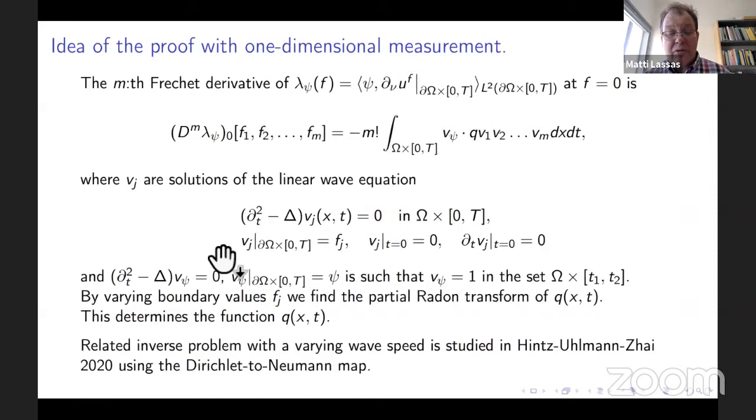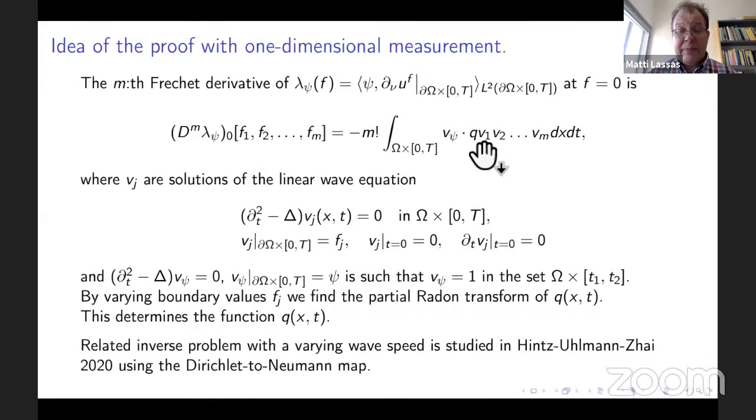And we require that this v_psi is equal to one in this time interval T1, T2 times Omega. So in particular, this psi is a function that is constant on the time interval T1, T2. And then it goes smoothly to zero. So when we have these integrals, by varying these solutions of the linear wave equation, you see that we can find the partial Radon transform of the unknown potential multiplied by the function one. So I emphasize that v_psi is one in the domain where Q is supported. So it's just this integral of Q times products of solutions of the wave operator.